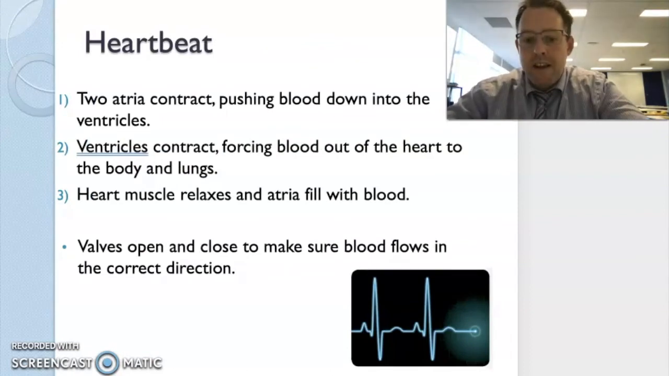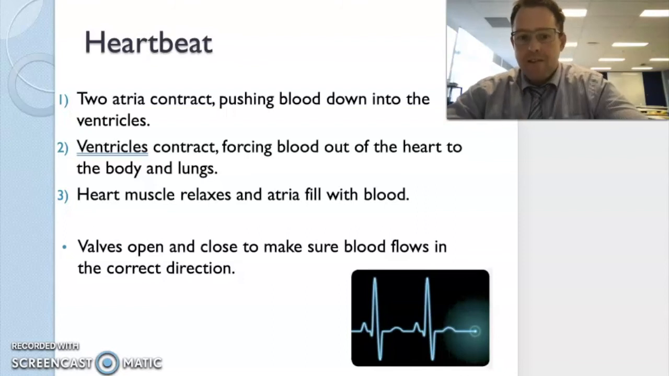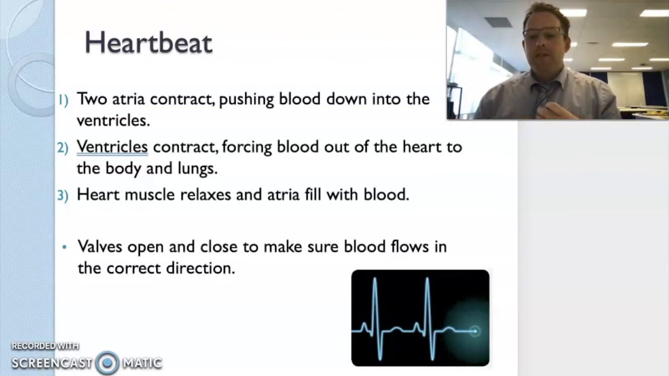So this movement of blood is what your heartbeat is. So your heartbeat is effectively your two atria contracting at the same time. This pushes blood down into the ventricles, and then the two ventricles contract, and that forces blood out of the heart. And if it's in the right-hand side, it'll go to the lungs. If it's in the left-hand side, it goes out to the body.